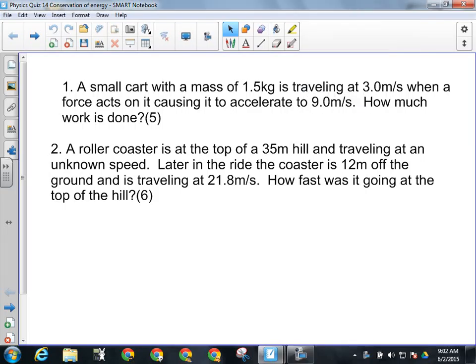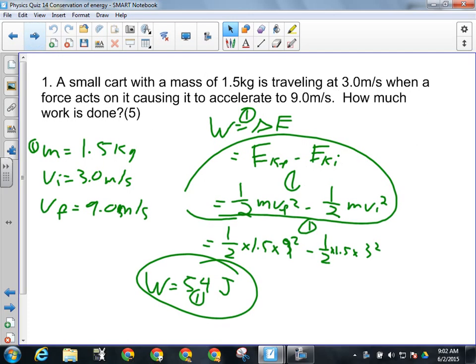Okay, so again, the important thing here, guys, is being able to tell the difference between the different types of questions. Okay, number one is what kind of a question? It's a work energy theorem question. Okay, and number two is a law of conservation of energy question, right? We got to be able to tell them apart. Okay. All right. So for number one, give them a mark for their givens.